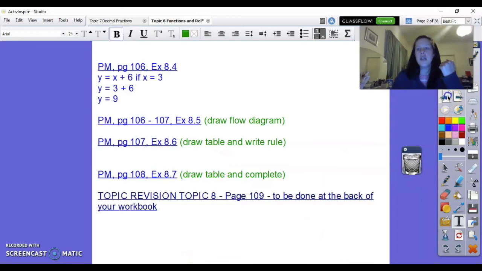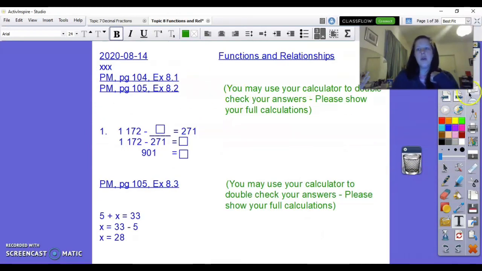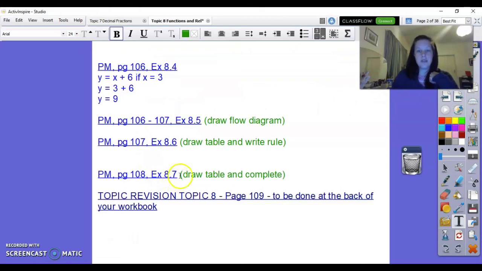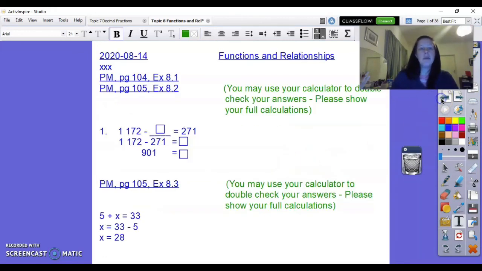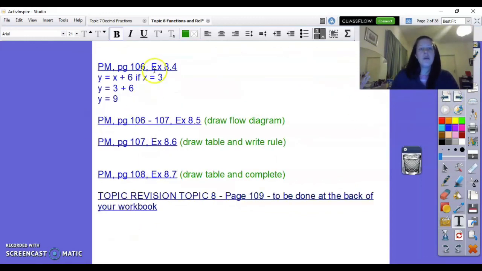You are then going to do exercises 8.1 all the way through to exercise 8.7 and topic 8 on page 109, that topic revision. Please, it needs to be done at the back of your workbook. So that is a lot of work to keep you busy for today, for tomorrow, a little bit of Saturday. It must be done by Monday. I suggest you break it up. So do 8.1, 8.2, 8.3 perhaps today. Tomorrow, on Friday, you can do 8.4, 8.5, and 8.6. And then Saturday, you can finish off with exercise 8.7 and the topic revision.